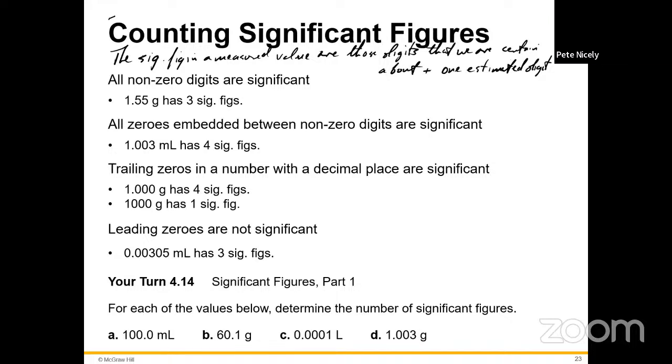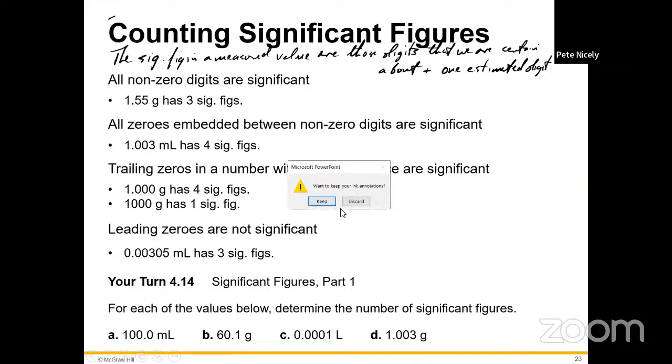So usually what happens is that when you're taking a measurement of something, and it doesn't matter if it's mass, length, whatever, you're certain about some digits in the measurement, but there's one digit that you have to estimate, and that is the last digit. The combination of those digits that you're certain about plus the last digit is what we collectively call significant digits.